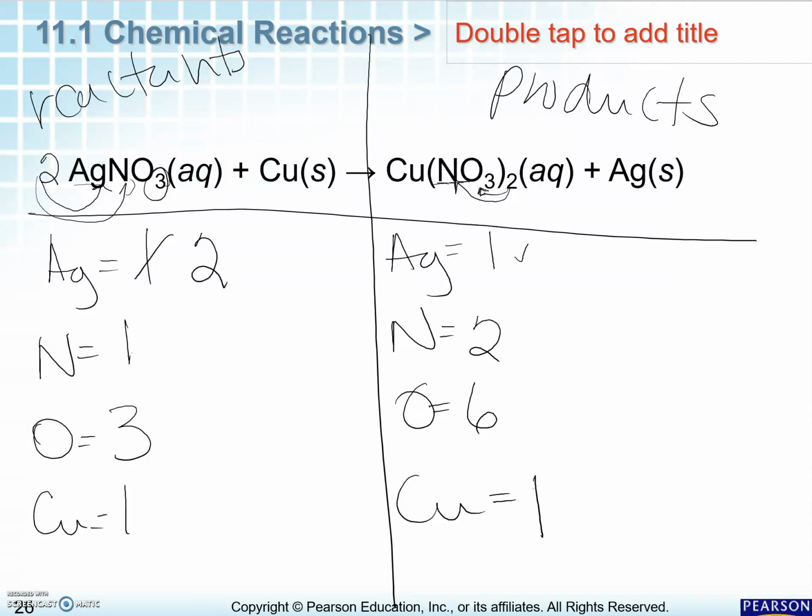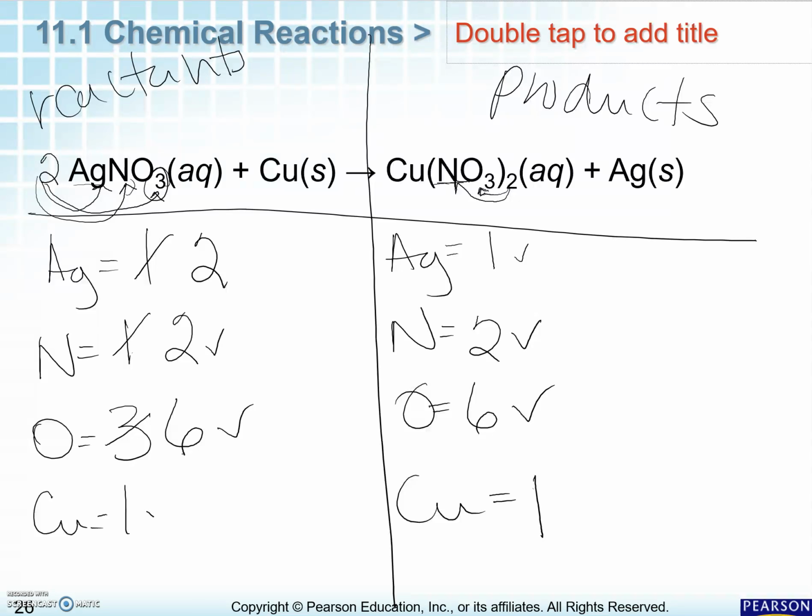We have 2 nitrogens, because before we had 1, now we multiply them. And last but not least, we have to multiply our 2 by our subscript of 3 to give us 6. And so now we have 6 oxygens and 2 nitrogens and 2 silvers. All right, so now our nitrogens and our oxygens are fixed.